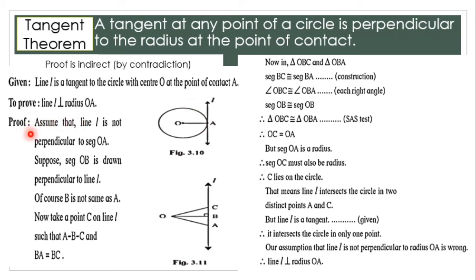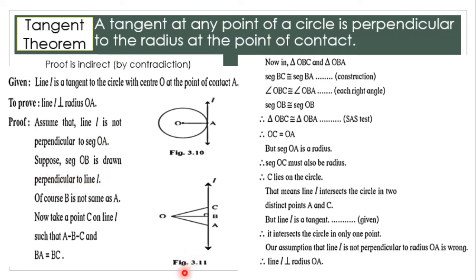Now in the proof, what do we assume? We assume that line L is not perpendicular to segment OA. Just before, I told that we have to prove this theorem by contradiction. So first we assume that line L is not perpendicular to segment OA. Then what do we get? Suppose segment OB is drawn perpendicular to line L.